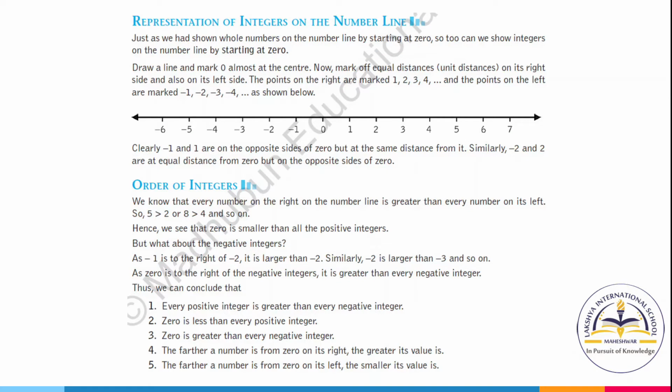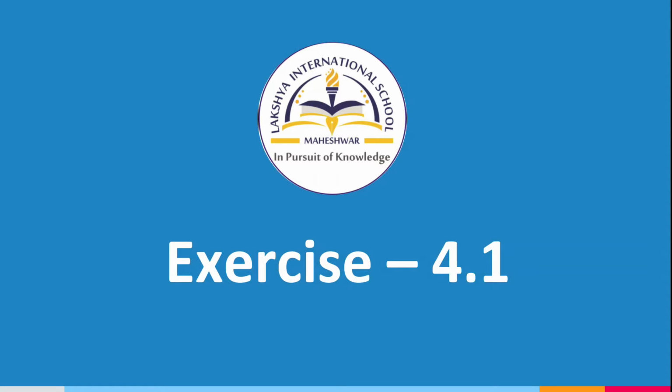Representing integers on the number line. So this is our number line. Here -1 and 1 are on the opposite sides of 0 but at the same distance from it. You can see 0 is at the center, and on the right side the value 1 is here, on the left side is -1, at the same distance. Similarly -2 and 2, -7 and 7, and also -5 and 5. Like this. Now on the basis of this concept we will solve exercise number 4.1.